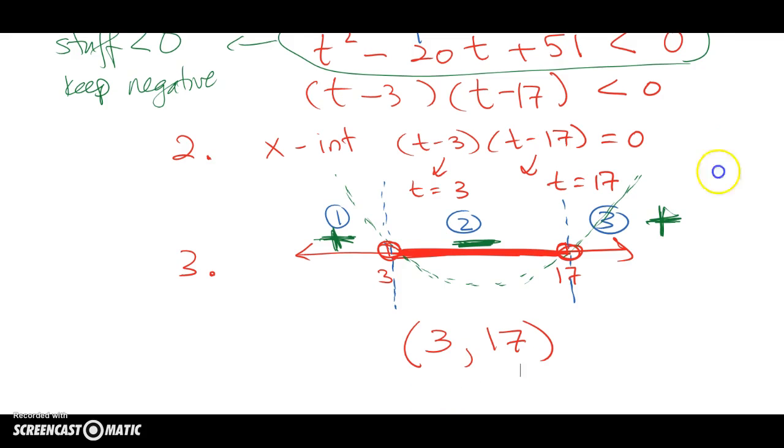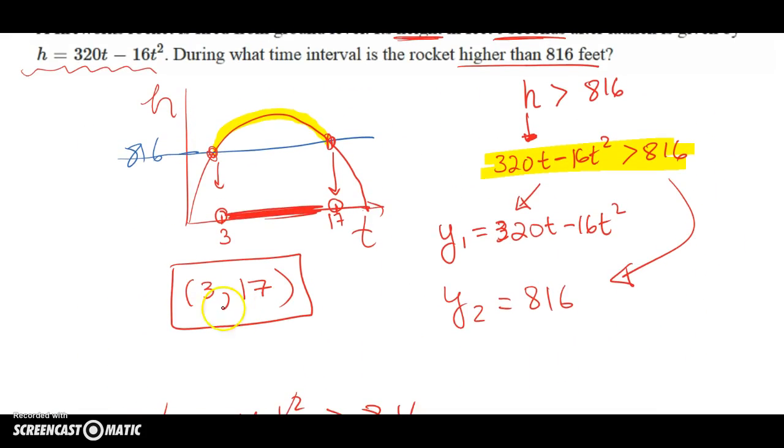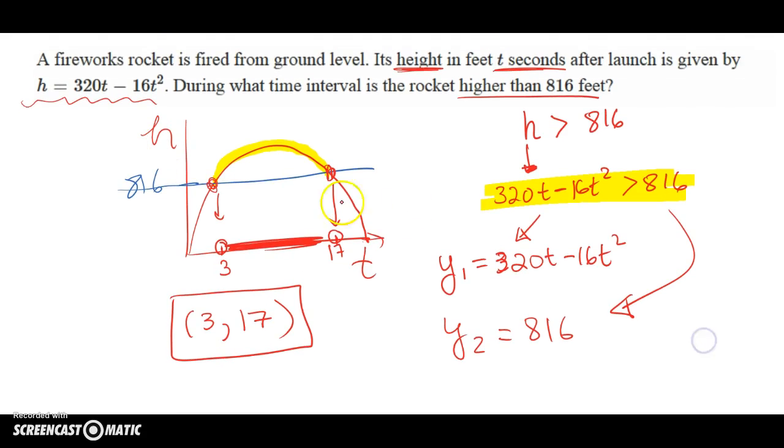Now if we go back and look at what happened graphically, I have the same solution, between 3 and 17 seconds. So either way you do it is fine. This is much more visual and you can pull out exactly when the height will be above 816.